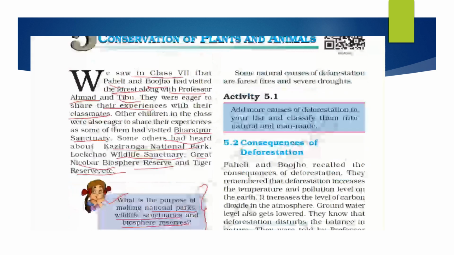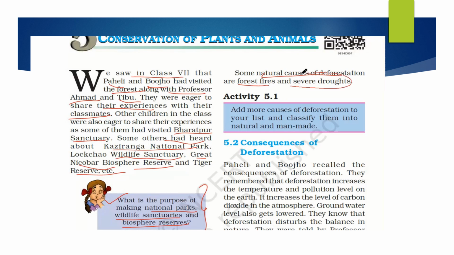Some natural causes of deforestation are what? Forest fires or severe droughts. These are the natural causes. If there is a sudden forest fire, like the Amazon forest fire, if there are natural causes, we can't do anything. But we are destroying it ourselves. We are making deforestation mandatory, as we want to construct buildings, flyovers, malls, metros and all. So it is what is causing destruction.